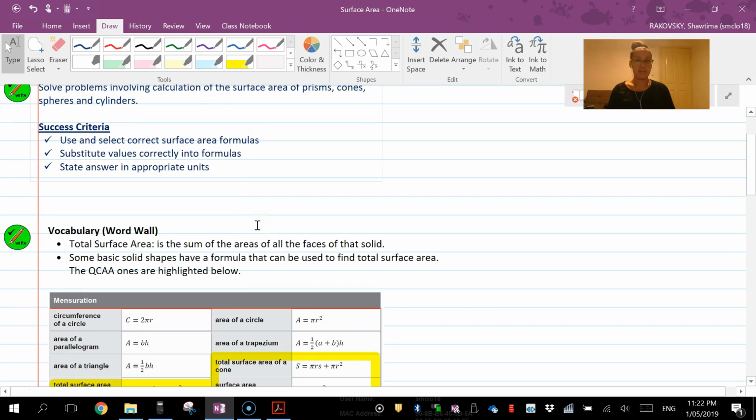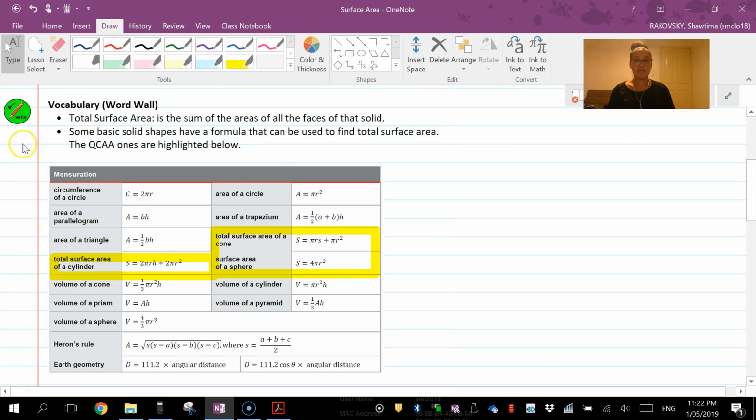To be successful you need to select the appropriate formula, substitute the values correctly and then calculate appropriately and report back in the appropriate units. So again, looking at the QCAA formulas that are provided to you, you've got the surface area of a cylinder, cone and a sphere. So it's your job to remember what those variables are. So what does R represent? H and S and pi. So where we're looking at with those shapes.